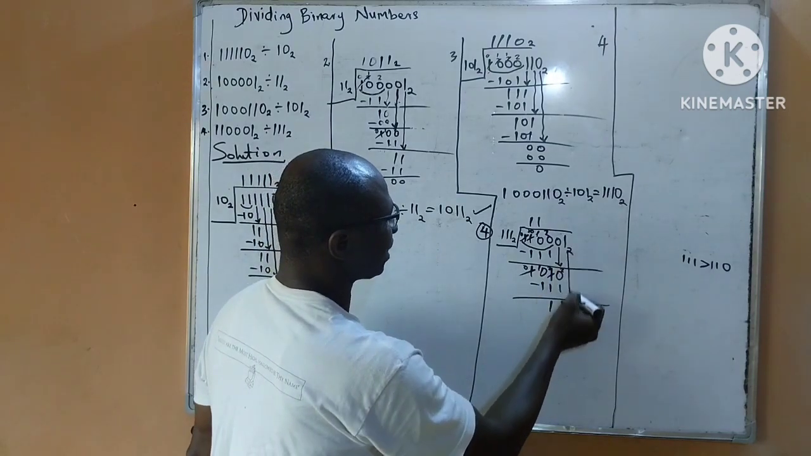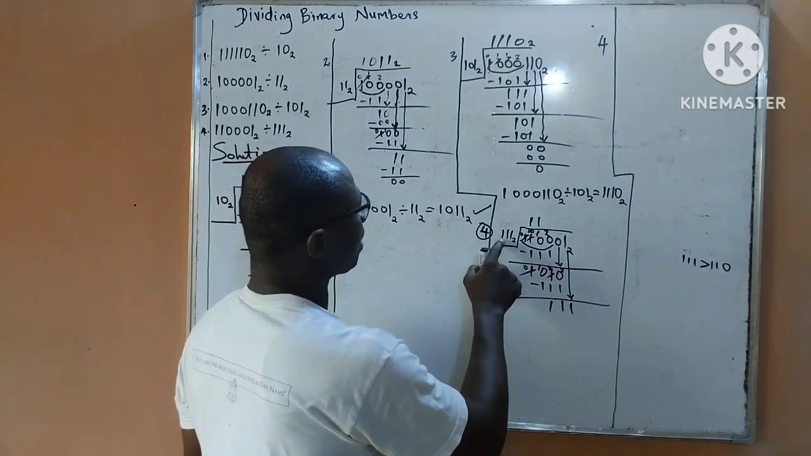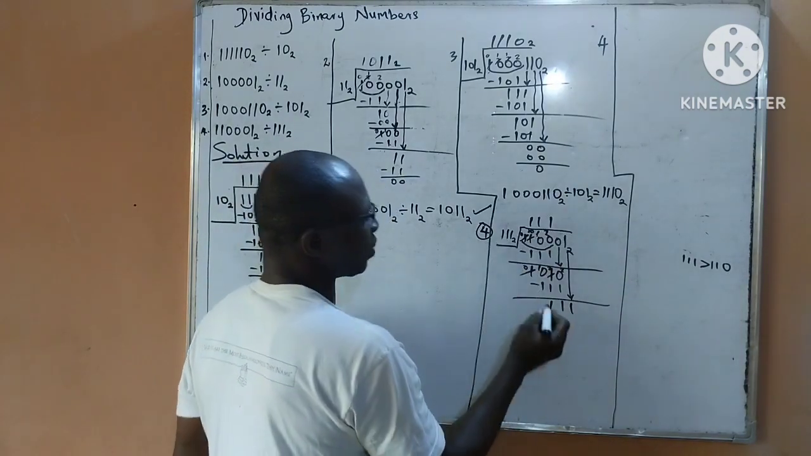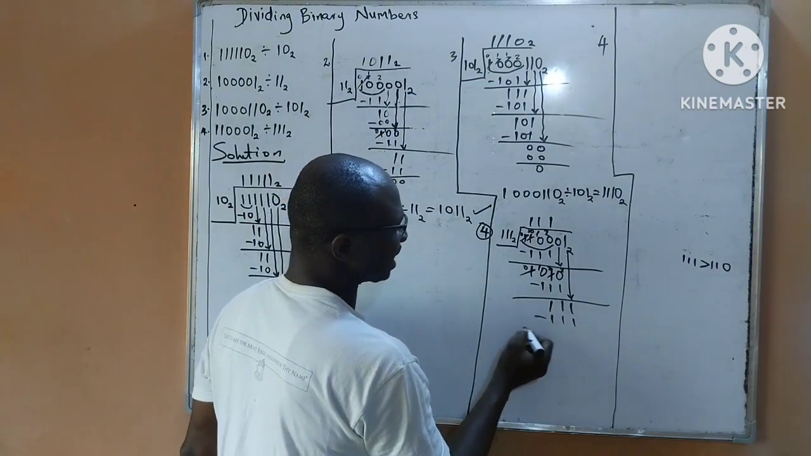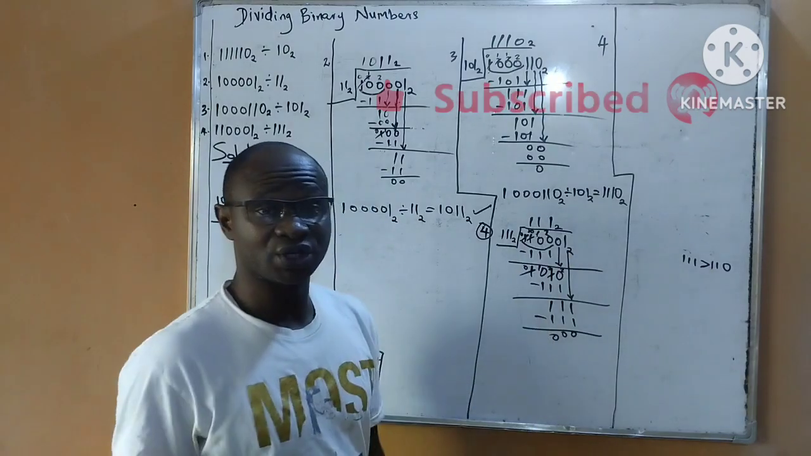What will I do? I bring down this 1 so that I have 1, 1, 1. Beautiful. Then 1, 1, 1 divided by 1, 1, 1 will give me 1. And 1 multiplied by 1, 1, 1 will give you 1, 1, 1. Subtracting it, I'll get 0, 0, 0. So therefore, this is it in base 2.